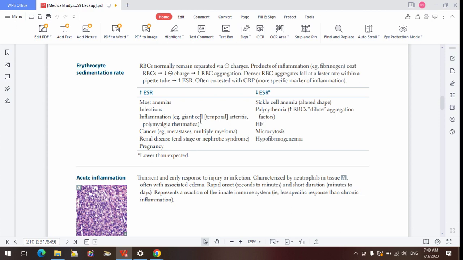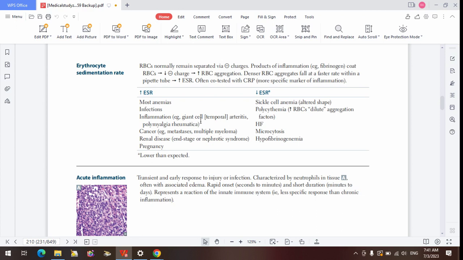Okay, before we move, so they said it's been co-tested with C-reactive protein. Yeah, so we combine both of them together. But C-reactive protein is a more specific marker for inflammation compared to ESR, because it will take time for ESR to actually change in response to the inflammation compared to CRP. CRP rises and falls almost rapidly with inflammation.